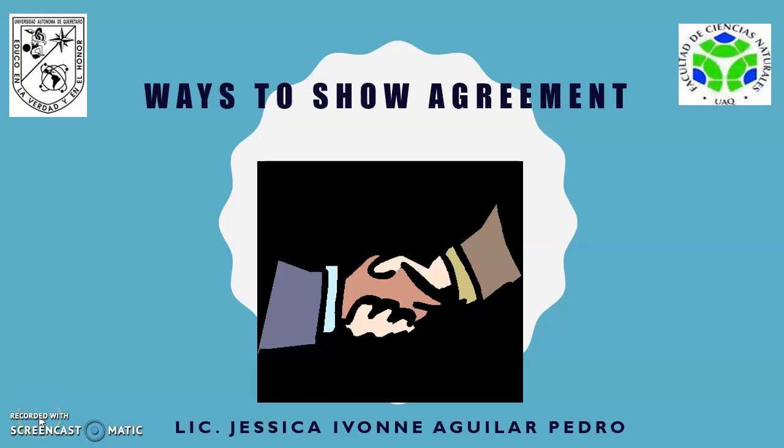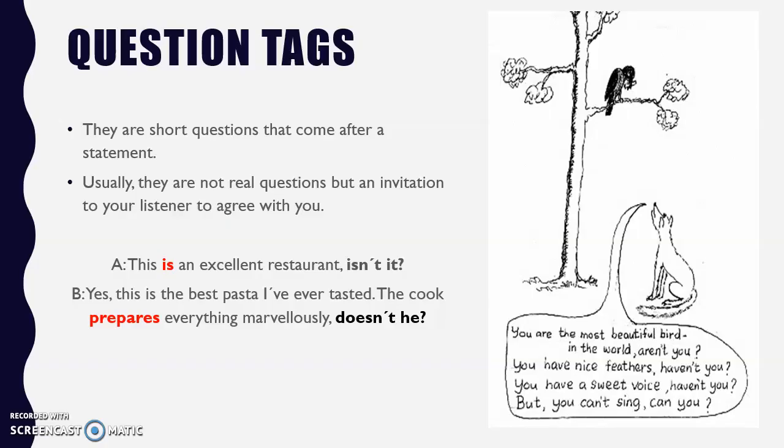Hello guys, today we are going to start checking the first topic. There are going to be some ways in which you can show agreement. We are going to study 3 of them. They are going to be the question tags, and then we are going to learn how to use so and neither. Okay, so the first part of our class has to do with question tags.